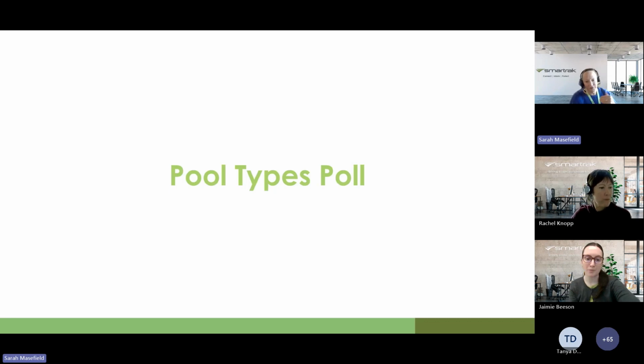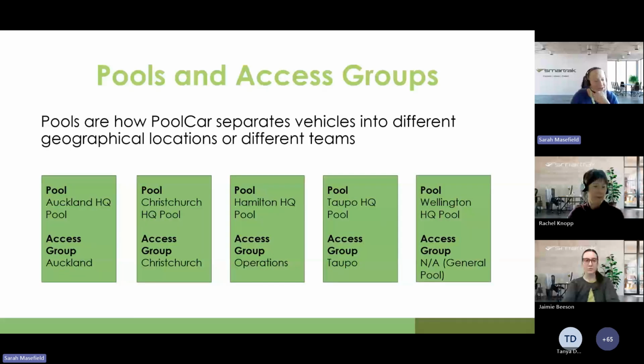Right. So if we look at the first example of location-based pools, you'll see in this example that we have pools based in Auckland, Christchurch, Hamilton, Taupo, and Wellington. So at the moment, they are all fully open pools. So if we then look at the pools and access groups example, you'll see how we actually start to make those connections. So you can see the Auckland pool can be accessed by the Auckland access group.